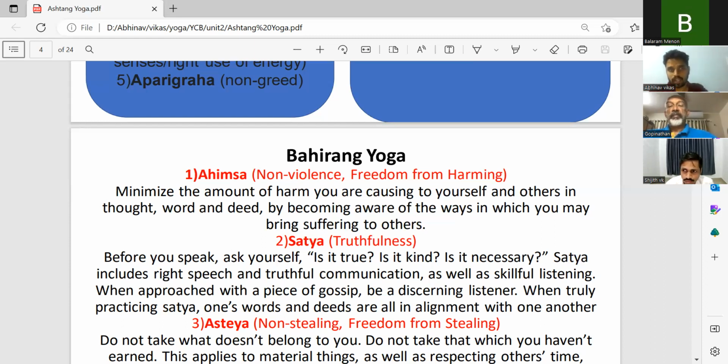If you are thinking to harm someone, then it comes under ahimsa. The sutra says, Ahimsa pratishthayam tat sannidhau vairatyagah. The person who is firmly established in the practice of ahimsa, in his presence, there will not be any enmity.